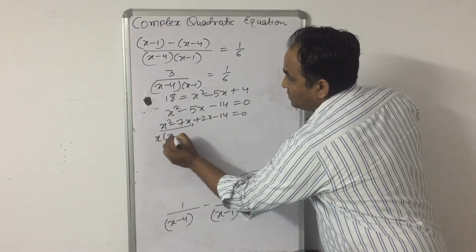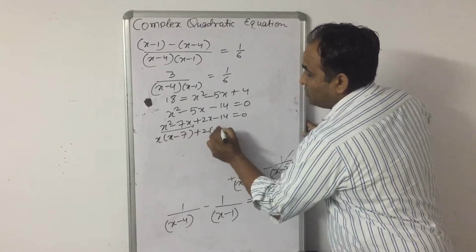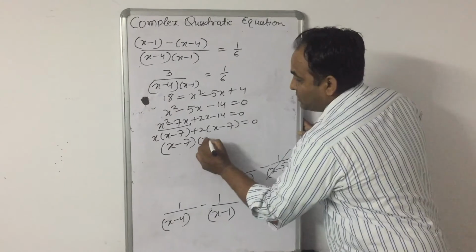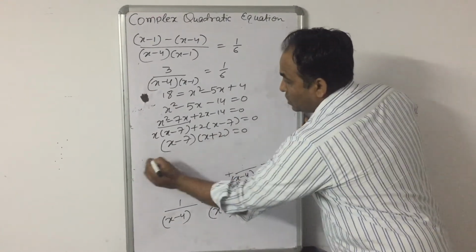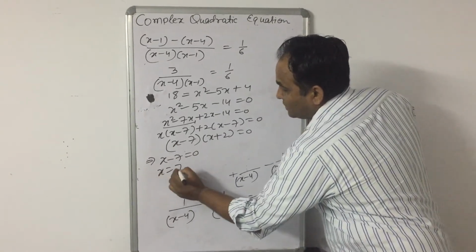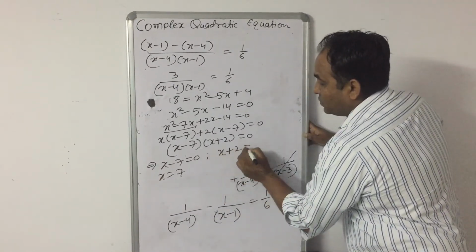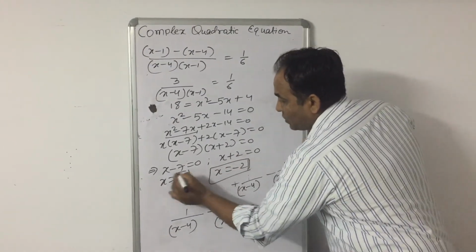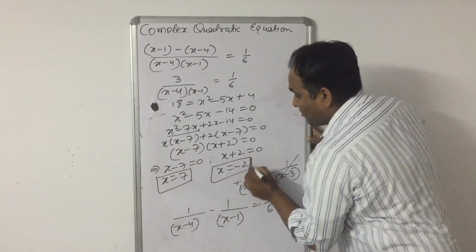Taking x common, x minus 7 plus 2, x minus 7. So we have (x minus 7)(x plus 2) equals 0. This implies either x minus 7 equals 0, so x equals 7, or x plus 2 equals 0, so x equals minus 2. So we get the two required solutions of this equation.